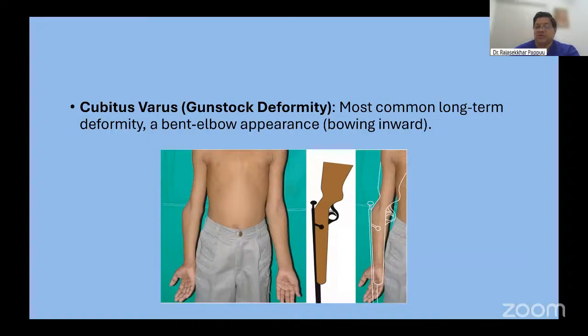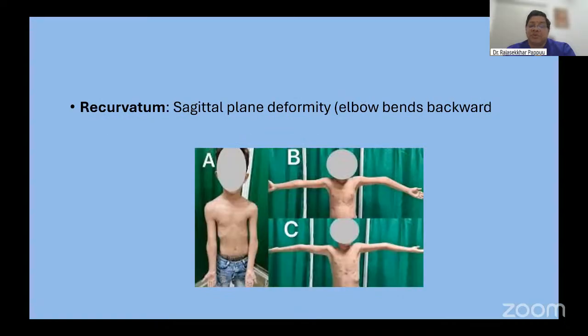In this, you have to do an osteotomy. The distal fragment is rotated and it is in varus. So you have to do an osteotomy to correct this deformity. Then recurvatum deformity, where you see the elbow gets hyperextended post-injury. See, in C it is normal, in B it is hyperextended.